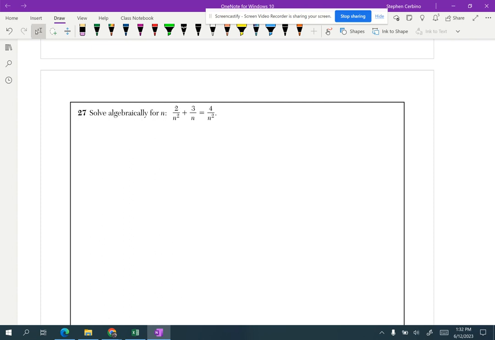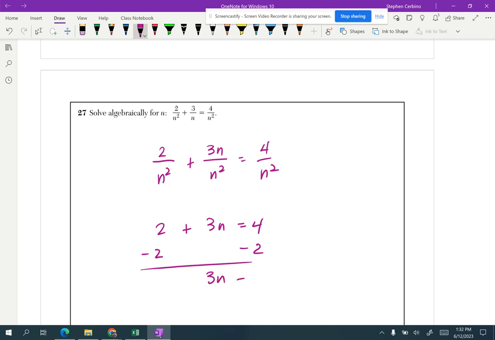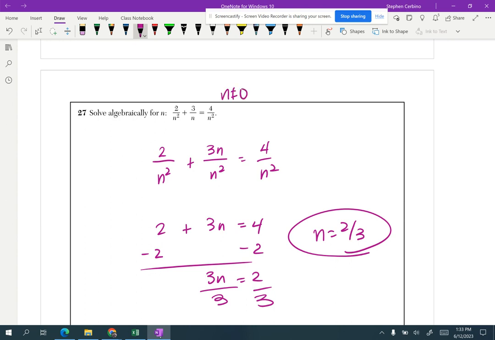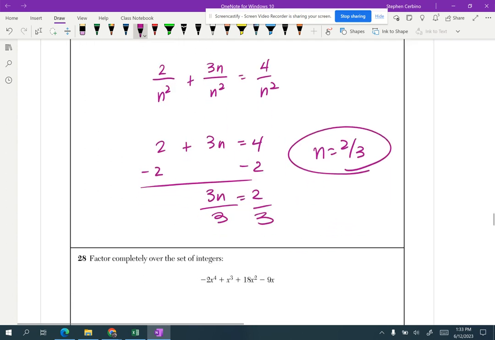Next one, we need to make a common denominator. Common denominator is n squared, so I'm going to change that middle fraction to be n squared by multiplying the top and bottom by n. Then I'm just left with the exponent, the numerators as my equation. And I can do some quick algebra here to solve. We also know that n can't be 0 because that would be my undefined values. Since n is not 0, that's my good answer. We're good, and we move on.